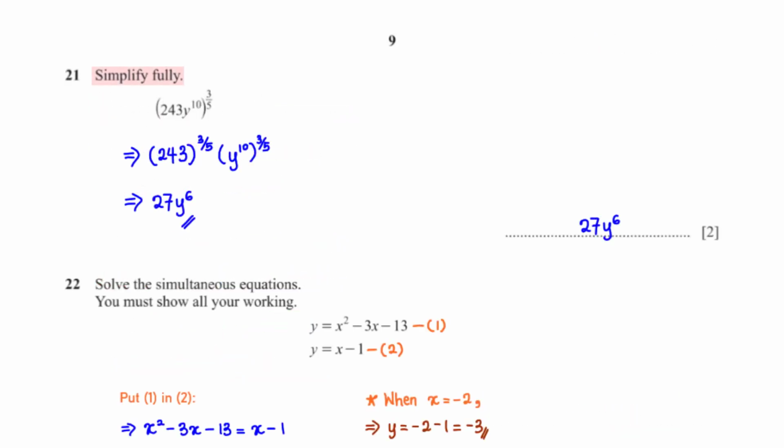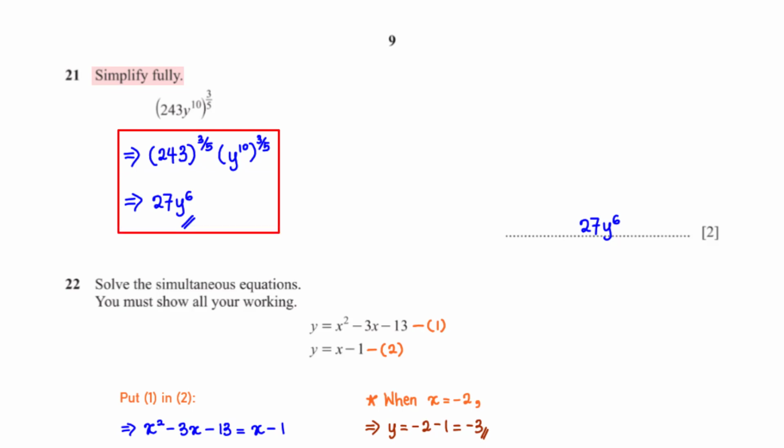Simplify fully. 243y raised to the power 10, all raised to the power 3 over 5. By applying the laws of indices, we have 243 raised to the power 3 over 5 times y raised to the power 10, all raised to the power 3 over 5. 243 raised to the power 3 over 5 is 27.